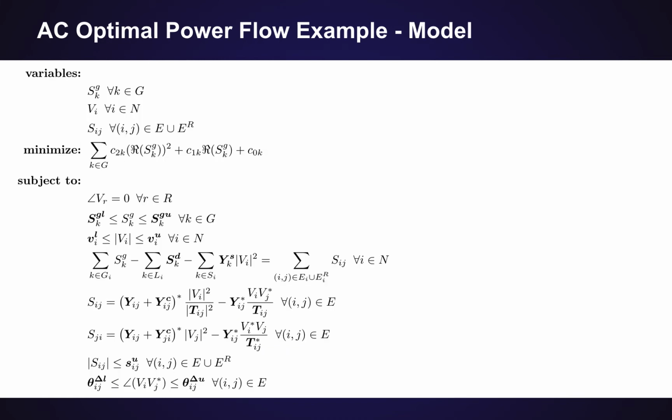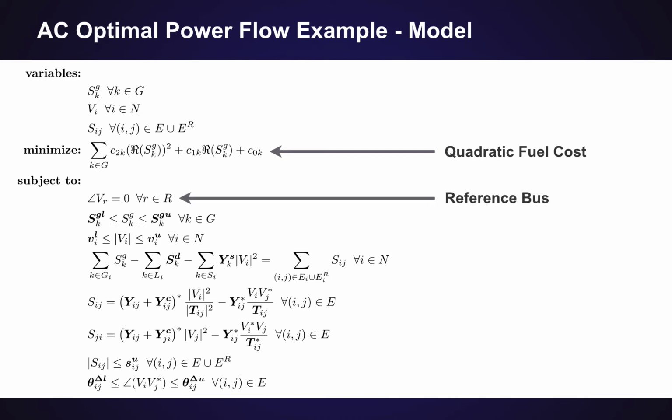Given all that data, we can state a general ACOPF problem like so. We have decision variables for the amount of power the generators will inject. We have the voltage variables and also variables for the flow of power on the lines. This is a quadratic fuel cost function, which uses the particular constants that are provided in the data. We have our reference bus constraints, which fix these particular buses in the network to an angle of 0.